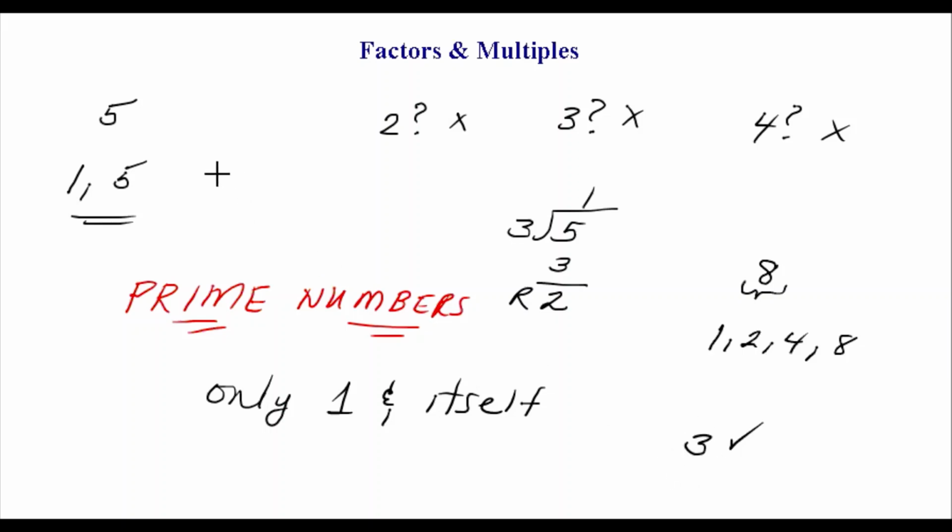I just showed you 5. Check out the other ones between 1 and 15. See how many more prime numbers you can come up with. All right. For now, let's move forward and talk about multiples.